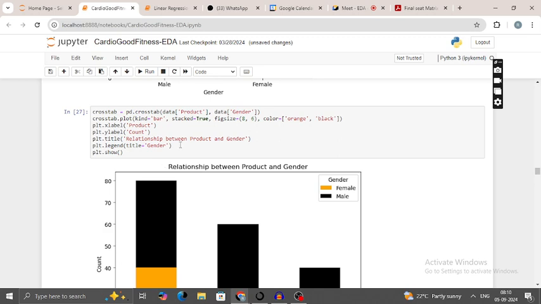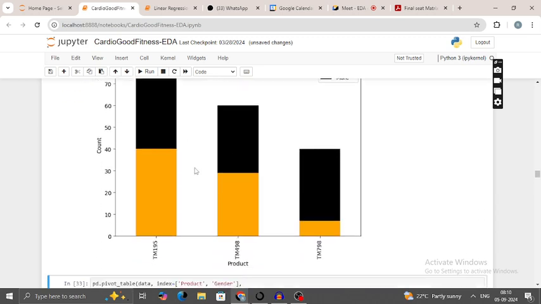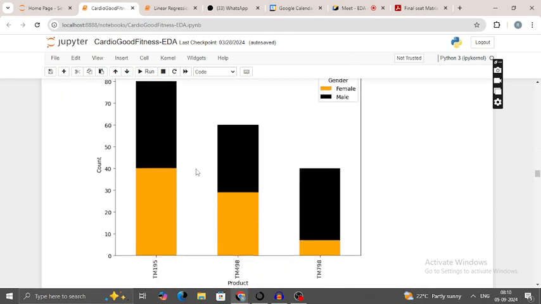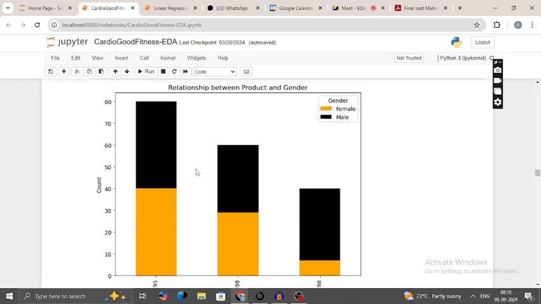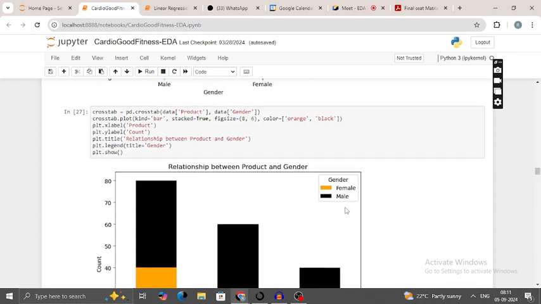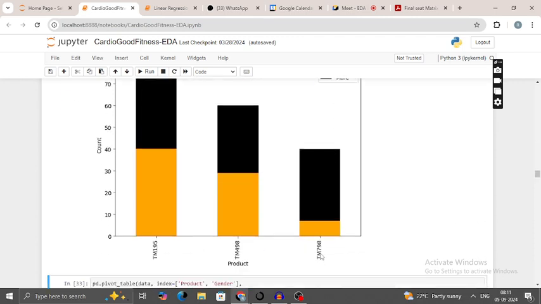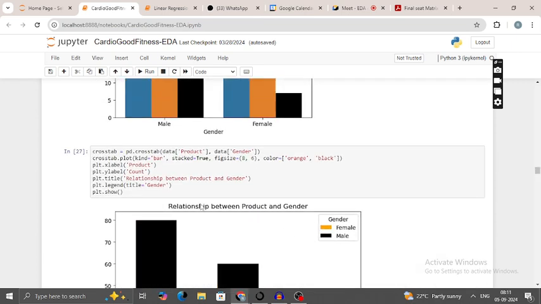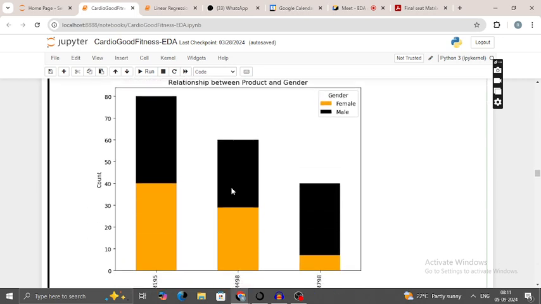This is the pd.crosstab. We got it like this. So you are able to see the distribution of male and female. Male and female are using TM195 equally, and TM498 equally, but most of the males, male is the black color, are using TM798. Females are not; very few of them use it, most of them are not interested. So this is the use of crosstab, categorical versus categorical. Categorical means object and object, so you can analyze them by using the function called crosstab.